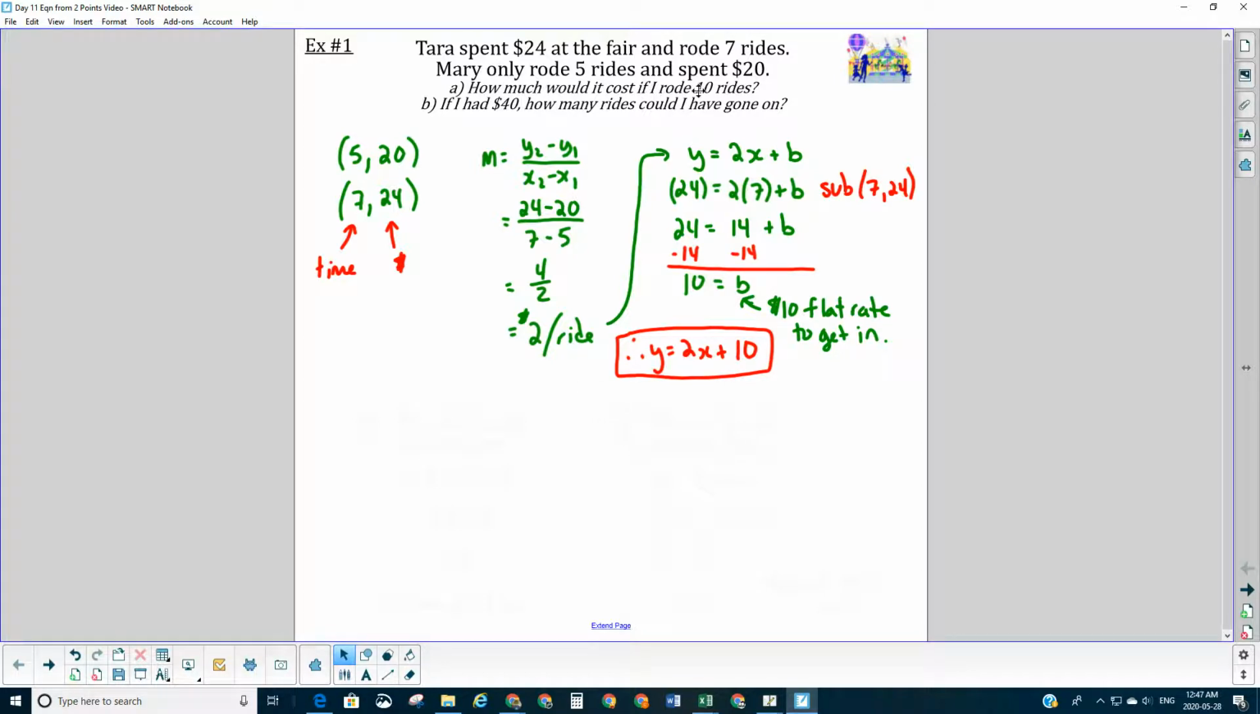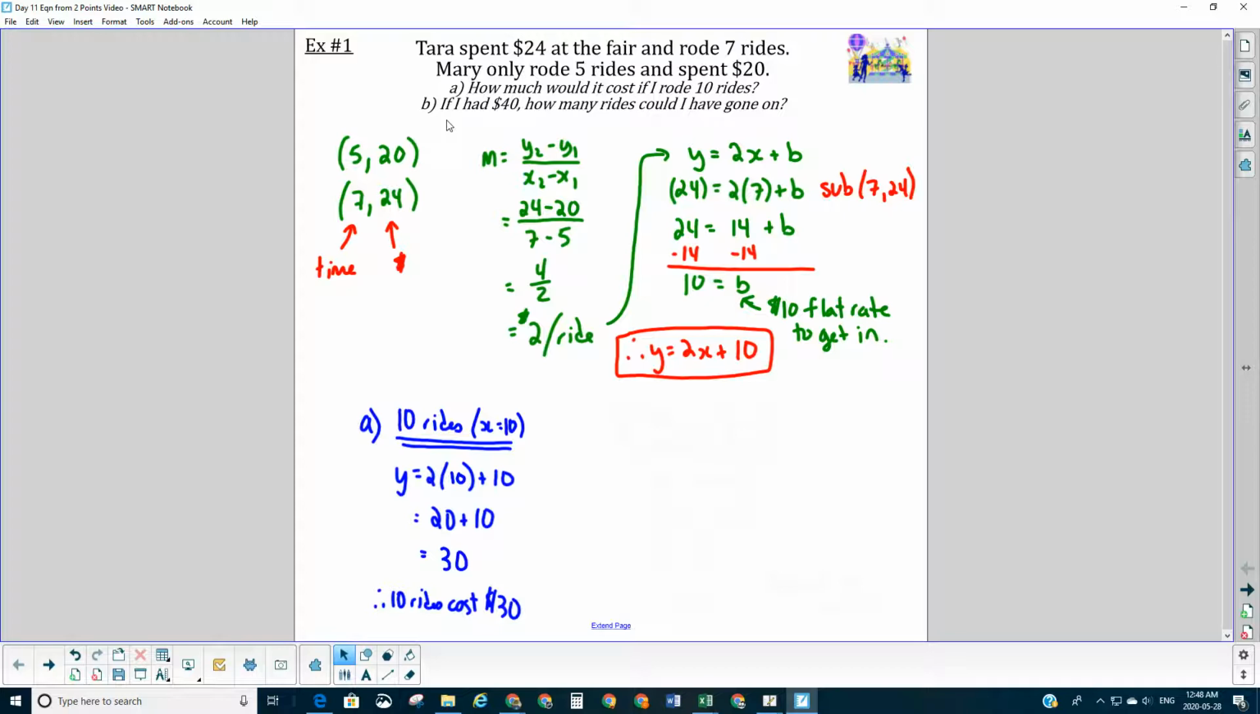So how much would it cost if we rode 10 rides? Well, we did this math a bunch of times. We did it when we were studying algebra, and we did it when we were doing different scenarios in Google Slides. Remember those? So 10 rides, x equals 10, because rides is the x value. So if x equals 10, we take our equation. It's 2 times x, so we replace that with 10. 2 times 10 is 20, plus another $10 to get in is $30. And therefore, 10 rides costs us $30.